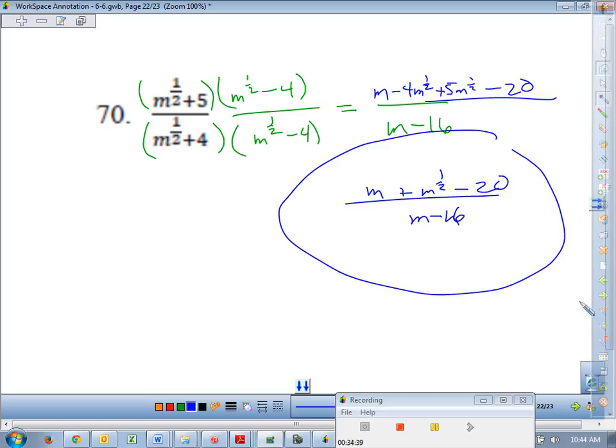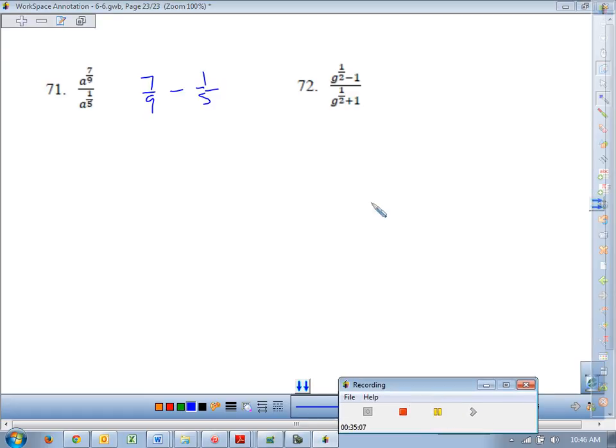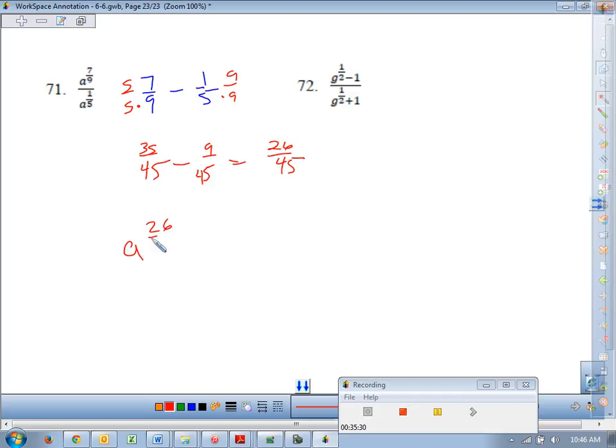Done. What do we have left here? Why don't you try 71 for me, and then we'll shut it down after that. 45 is the common denominator between them. The easiest way, if you don't know, is to take this times 5 over 5 and this times 9 over 9. Then you get 35/45ths minus 9/45ths, and 35 minus 9 is 26/45ths. Is that right? So a to the 26/45ths. All right.